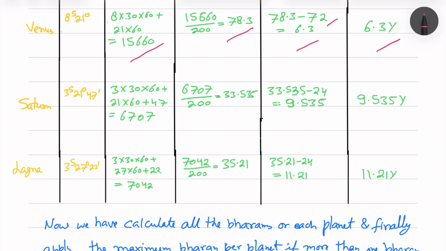For Saturn it is 3 signs 21 degrees 47 arc minutes. We convert it into minutes, it is 6707. Divided by 200 we receive 33.535. We subtract 24 from it, we receive 9.535 years. Here in Amshayu, we have to do the calculation for Lagna also. So we have converted it into minutes, divided by 200, we receive 35.21. We subtract the multiple of 12, we receive 11.21 years. So Lagna contributed 11.21 years.